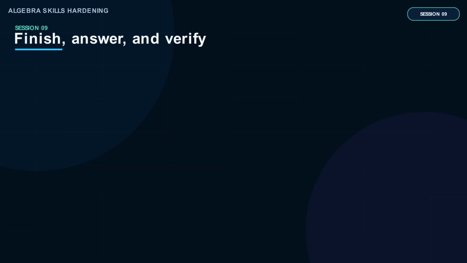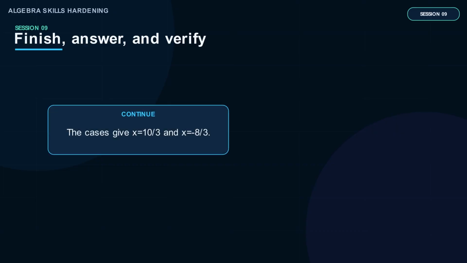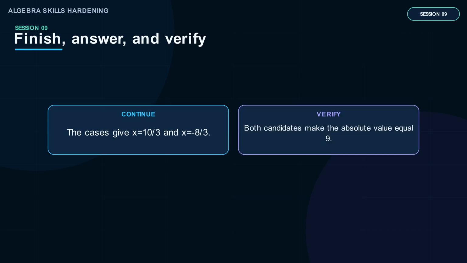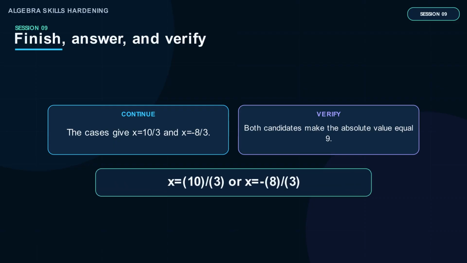Continue with the third step. The cases give x = 10/3 and x = −8/3. State what the transformed line tells you. Complete the argument. Both candidates make the absolute value equal 9. This is part of the solution, not decoration. The final answer is x = 10/3 or x = −8/3. Compare it with the requested variable, expression, unit, interval, or classification. Verify from another direction: substitute, compare representations, inspect units, or test a boundary. Prove that the result satisfies the original conditions.